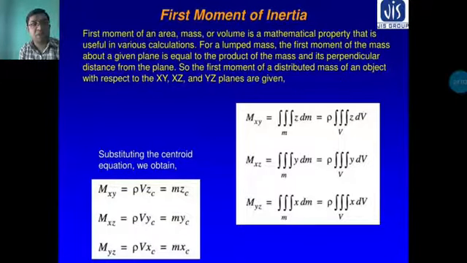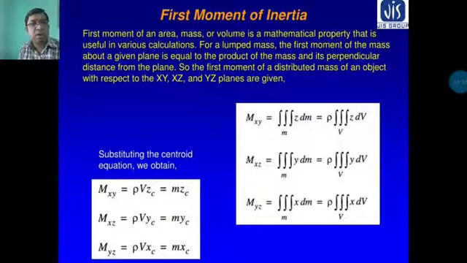with respect to the xy, xz and yz planes are given here. Substituting the centroid equations we obtained, Mxy equals rho times V zc, which equals M zc, and Mxz equals rho V yc, which equals M yc, and also Myz equals rho V xc, which equals M xc.